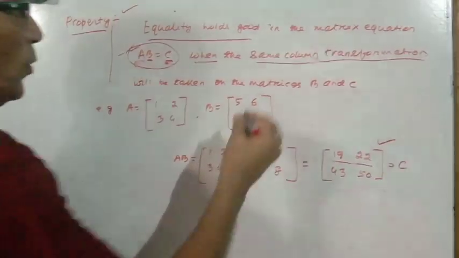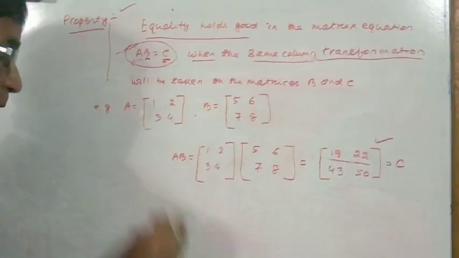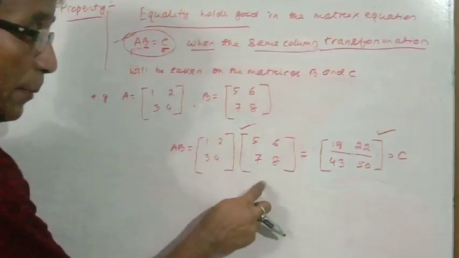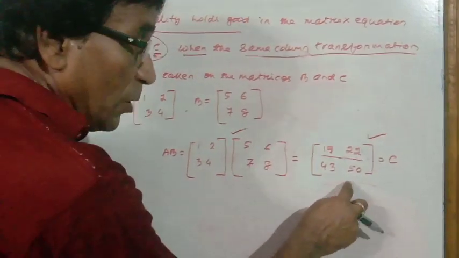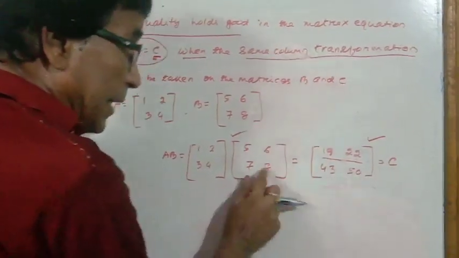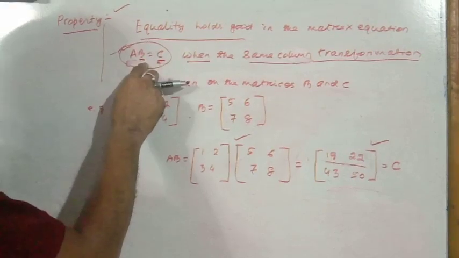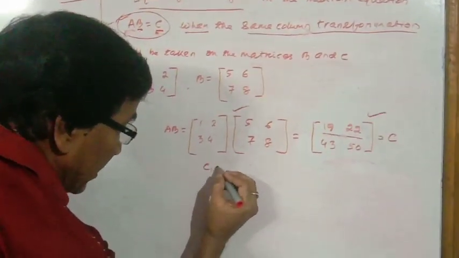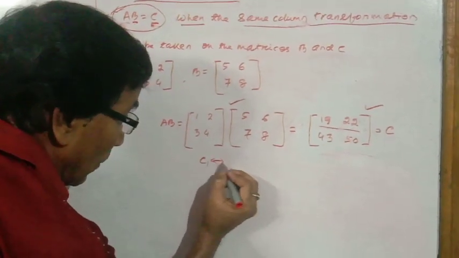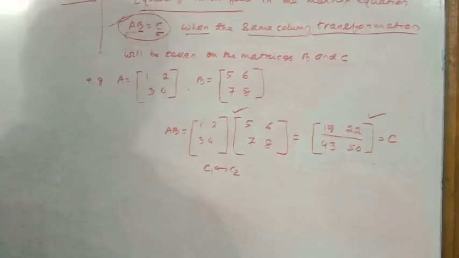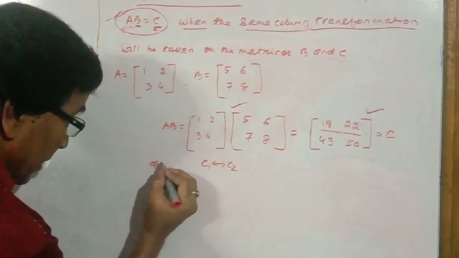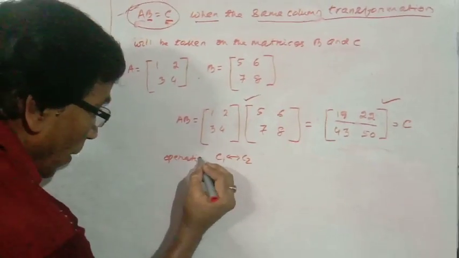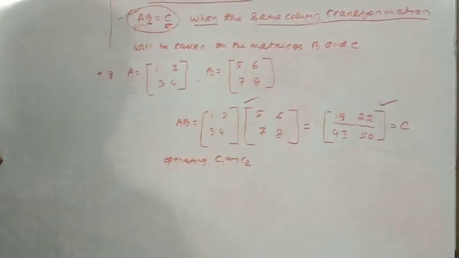Now, according to the first column transformation, whatever column operation is taken on the matrix B, the same operation will be taken on the matrix C, then the sign of equality will hold good. That means here you see that we interchange C1 and C2, that is, C1 is replaced by C2.